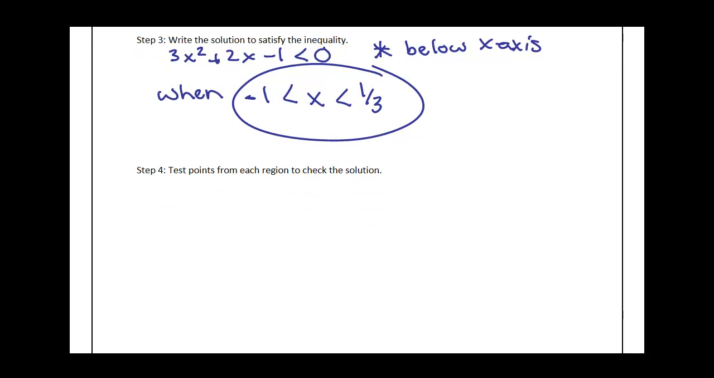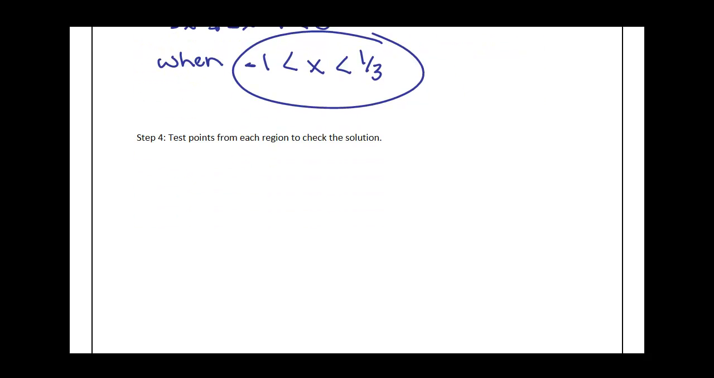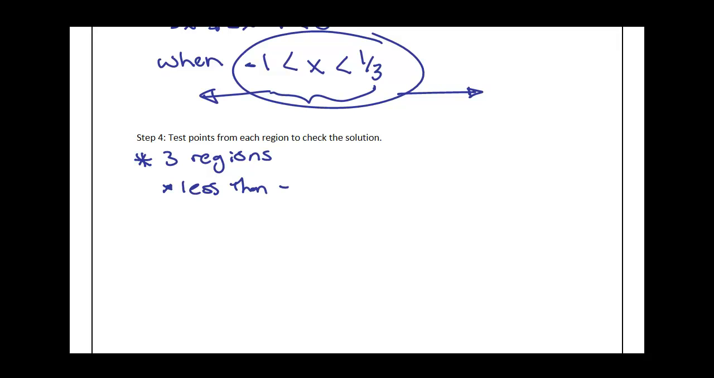Remember, we need to test points from each region to check the solution. So, making a note, how it says each region, that means there's 3 regions. There's the region when it's smaller than -1. There's the region that it's in between, and then there's the region that it's going to be greater than 1/3. So, let's go less than -1 as our first region.